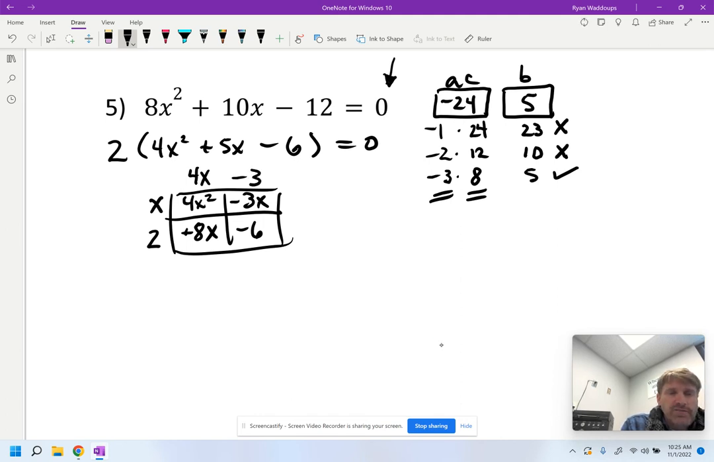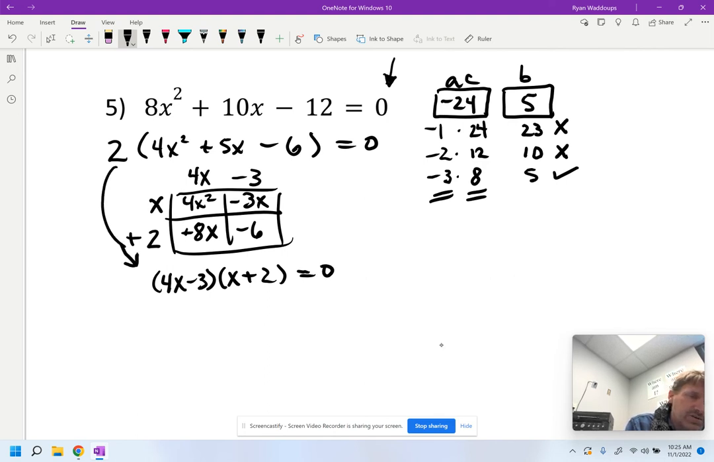So just double check. 4x times x is 4x squared. x times minus 3 is minus 3x. 4x times 2 is plus 8x. And 2 times negative 3 is negative 6. So my factors, 4x minus 3 and x plus 2 equals 0. And I also have this factor 2 that I factored out at the beginning.